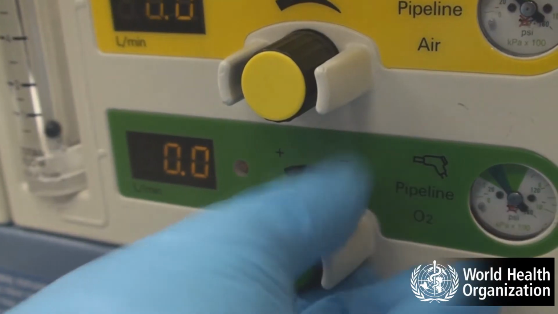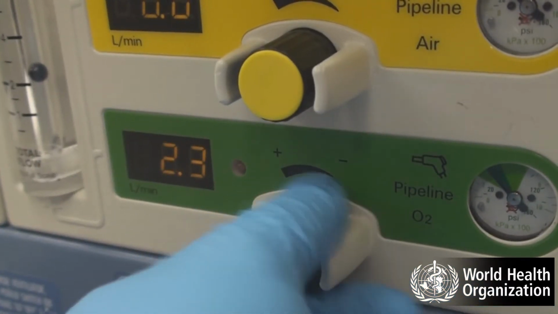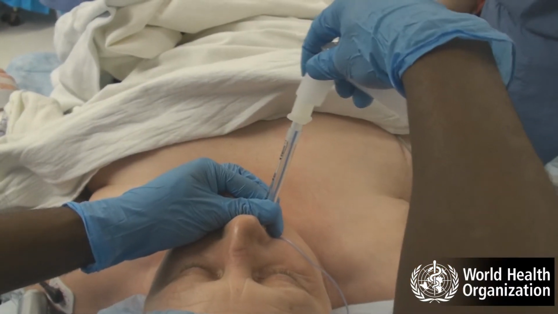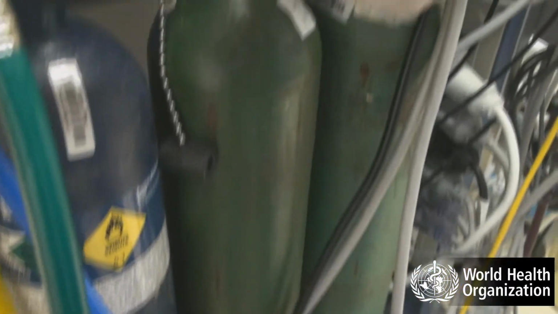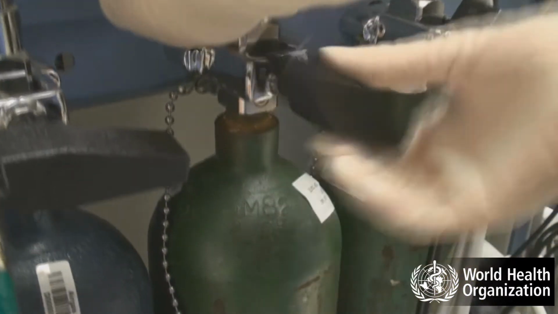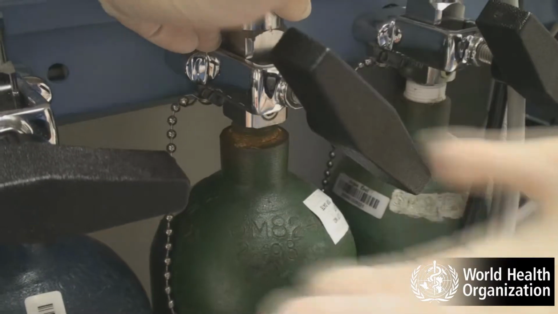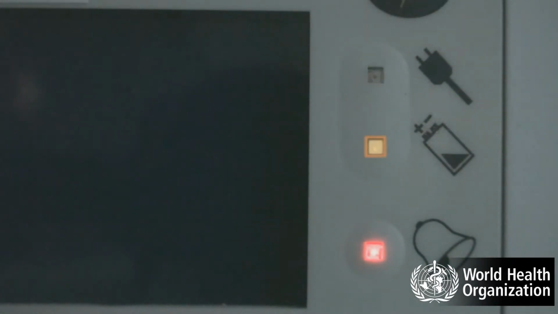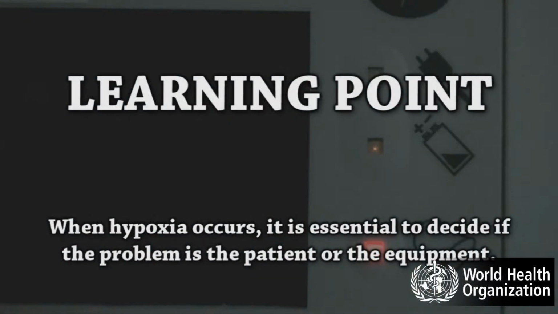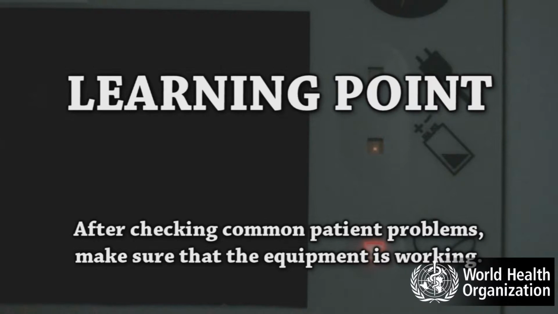Equipment. Problems with the anesthetic equipment may include disconnection or obstruction of the breathing circuit. Problems with oxygen supply may include an empty cylinder or oxygen concentrator not working. Problems with the monitoring equipment may include a battery failure in the oximeter or a faulty probe. Learning point. When hypoxia occurs, it is essential to decide whether the problem is with the patient or the equipment. After a quick check of these common patient problems, make sure the equipment is working.